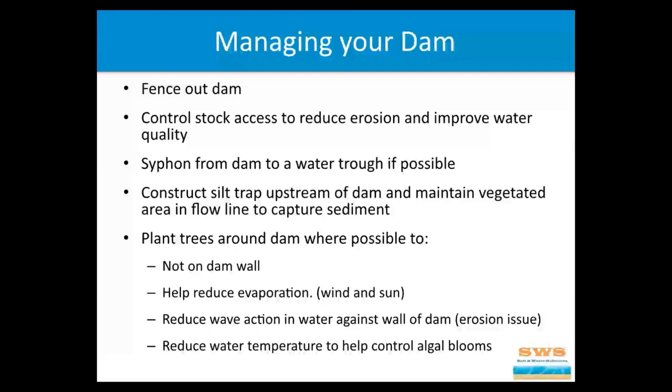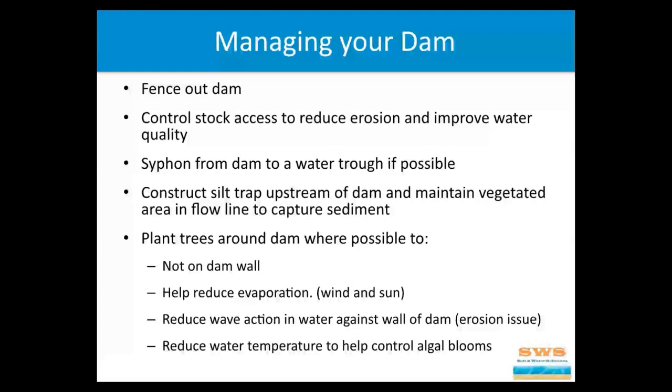Planting trees around the dam. We don't put them on our dam wall, as we spoke about previously. Along the sides or at the back of the dam, especially given your aspect, where your prevailing winds come from, what your sun pattern is, putting trees and windbreaks along those areas reduces evaporation through wind and sun, can reduce the wave action against the wall of your dam, and can reduce our water temperature.